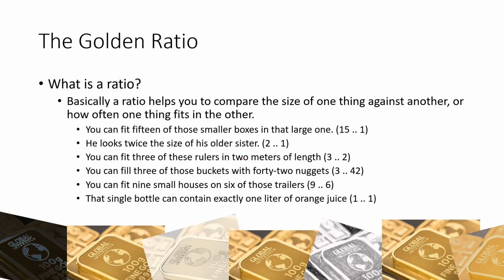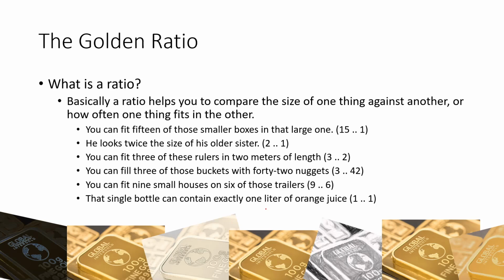Some examples here. You can fit 15 of those smaller boxes in that large one. He looks twice the size of his older sister. You can fit 3 of those rulers in 2 meters of length. Or you can fill 3 of those buckets with 42 nuggets. You can fit 9 small houses on 6 of those trailers. It will be a bit weird, but hey. And that single bottle can contain exactly 1 liter of orange juice.